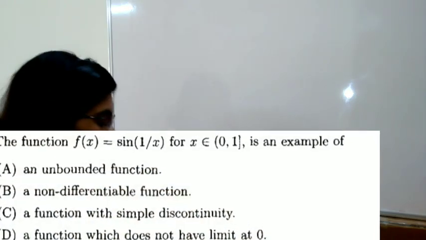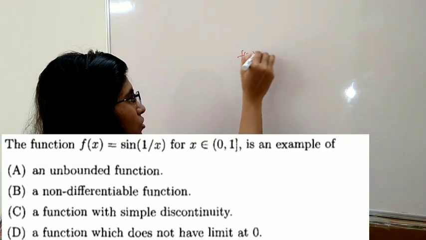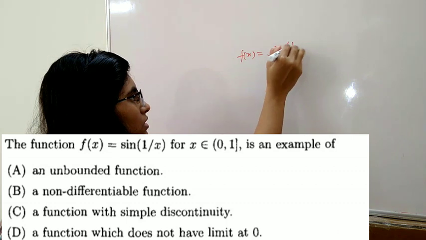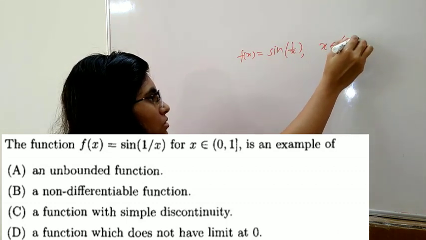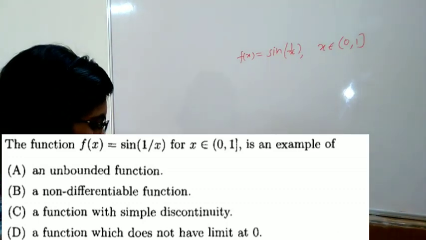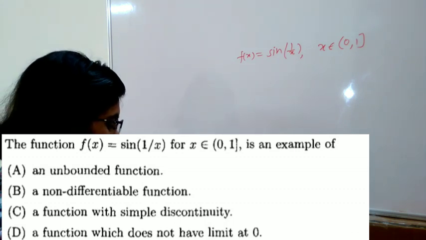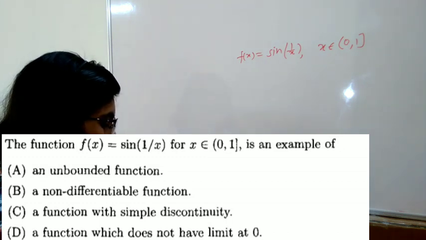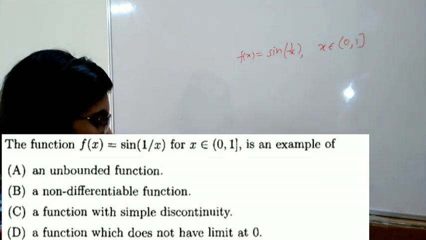We are given a function f(x) equal to sine of 1 by x, and this function is defined on the open-closed interval (0, 1]. Now look at this function. The options are: this is an unbounded function, a non-differentiable function, a function with simple discontinuity, and a function which does not have a limit at 0, right? These are all the options.